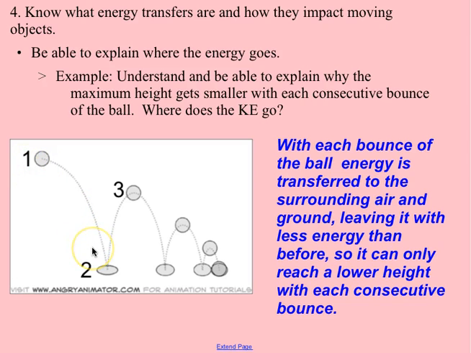Even though it looks like it's going horizontally, we talked about how they draw that. So think of it as going straight up and down, and not necessarily as horizontal as this one looks like. That way we could see all the bounces as well. But it says, be able to explain where the energy goes. Understand and be able to explain why the maximum height gets smaller.